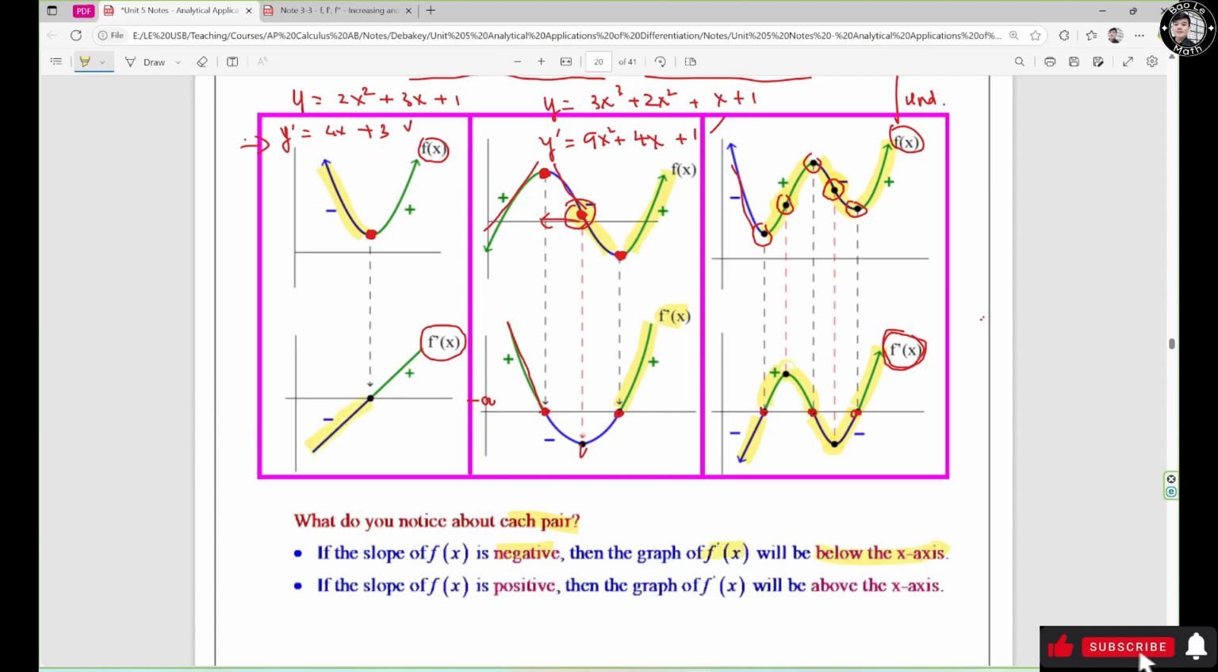Below right here. If the slope of the tangent line of the function f of s is positive, this guy is positive, then the graph of f prime of s will be above the axis. Look, it's above the axis, right?